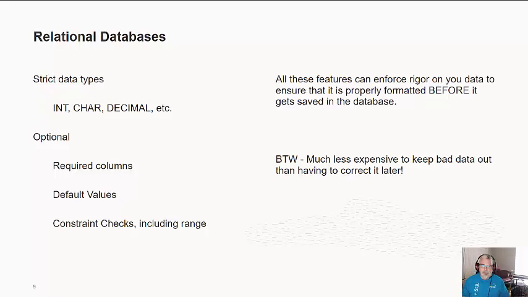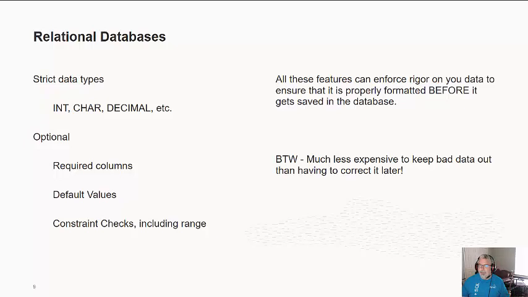Also, you can say that certain fields are required. You have to put a value in there. So saying, hey, this can't be null, you have to have something in there. You set up default values, so if the value isn't specified, it will plug something in there for you. And also, you can have constraint checks and range checks. So this gives you type checking, range checking, default value checking, and all that. This is something that traditionally hasn't been there in JSON.